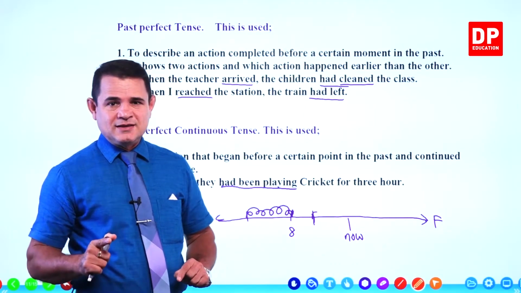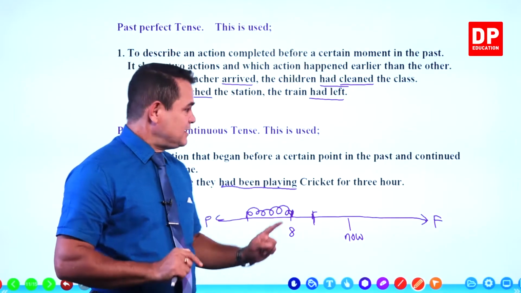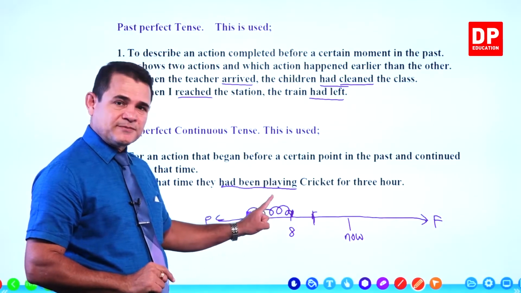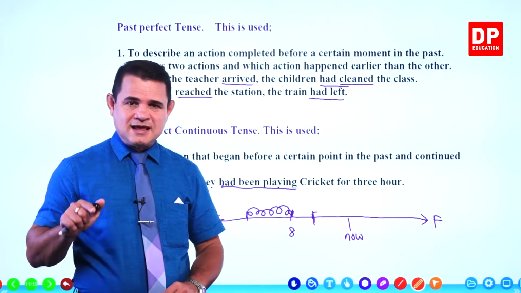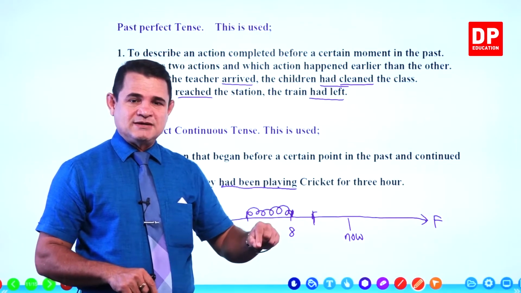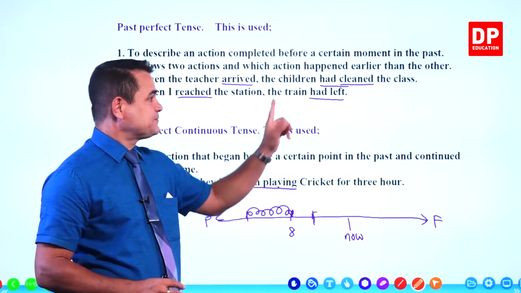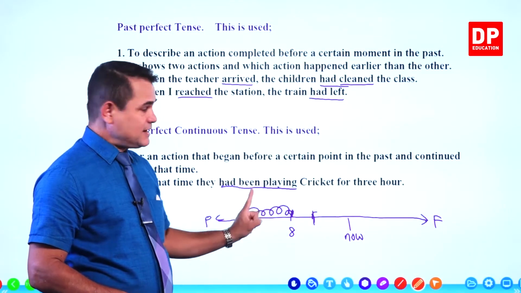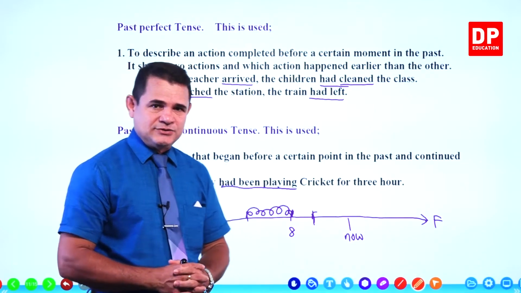What was happening from 7:00 until 7:45 is what we call past perfect continuous. Children had been cleaning the class. Children had been cleaning, past perfect continuous. When the teacher came at 8, children had cleaned. So that is past perfect and this is past perfect continuous. I hope that is clear to you.